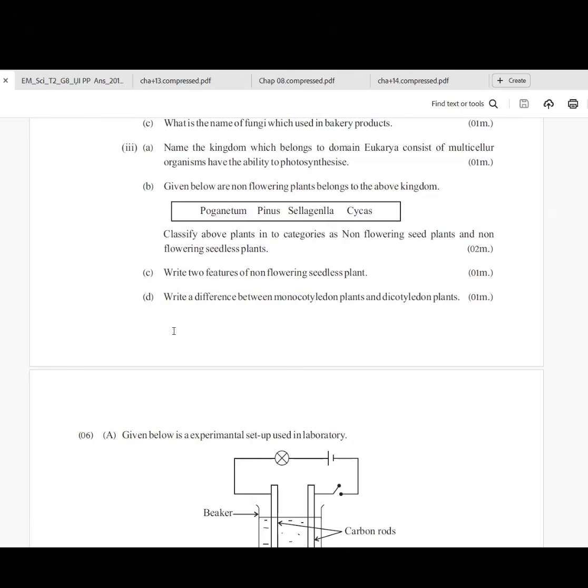Write a difference between monocotyledon plants and dicotyledon plants. Monocots are unbranched and dicots are branched.